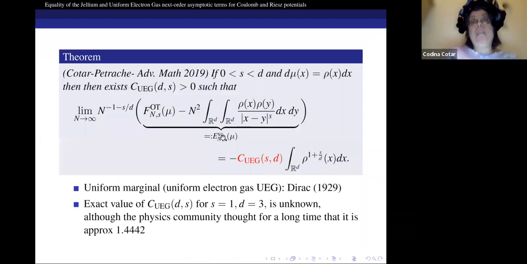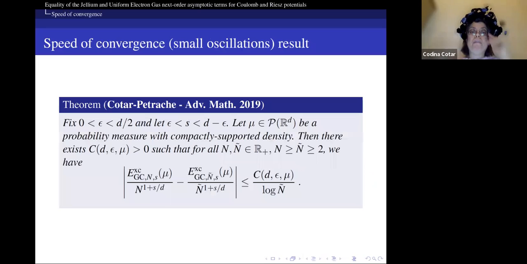And then we show that for the short-range interaction, the limit looks like this. So basically, this is how we solve the problem. So this was the problem that we originally started with.